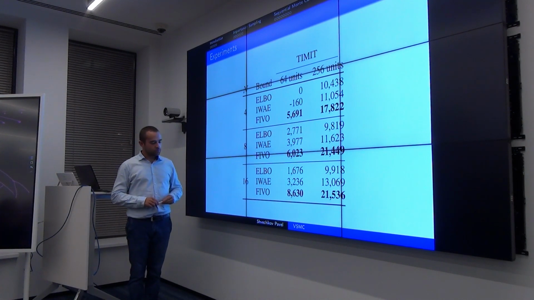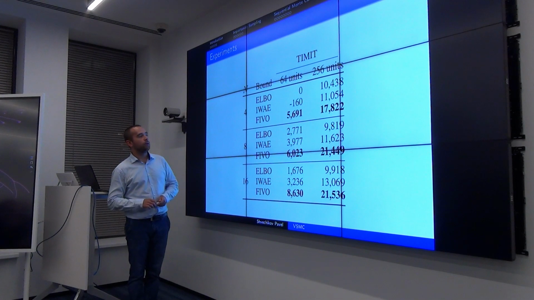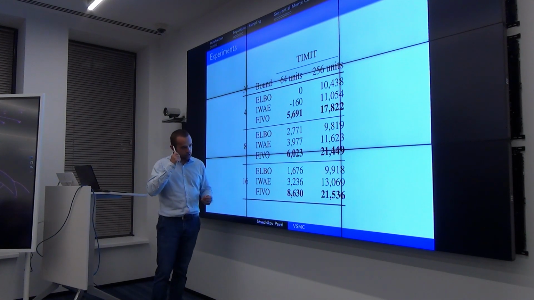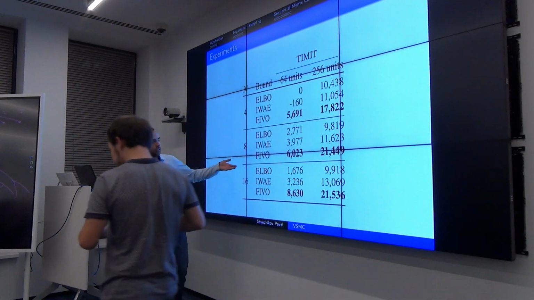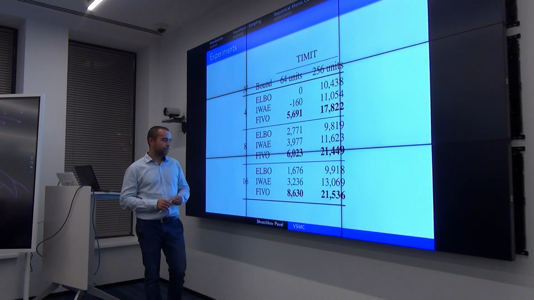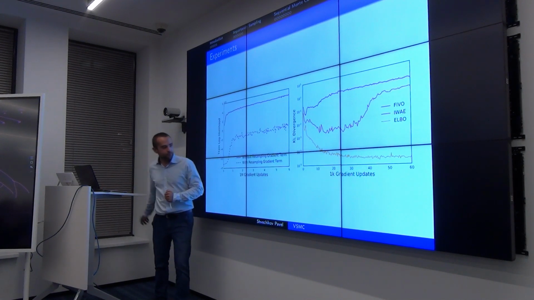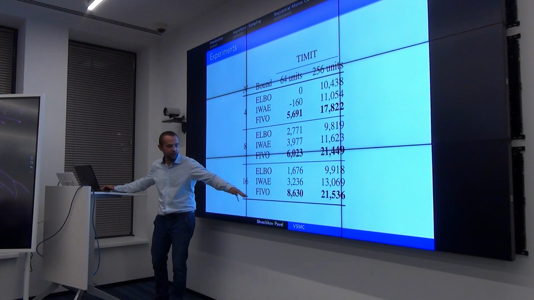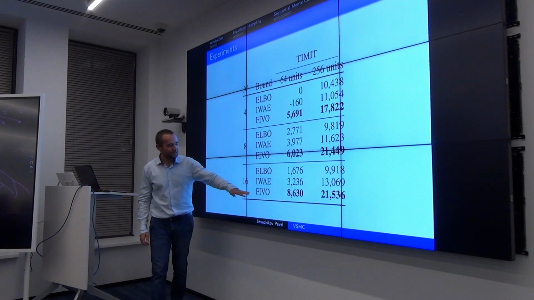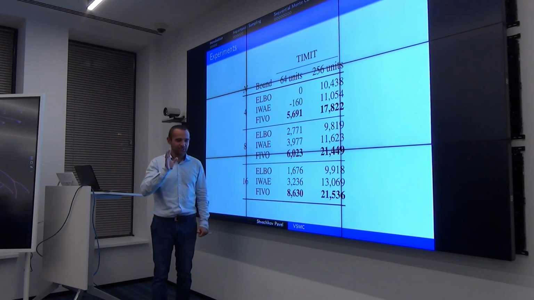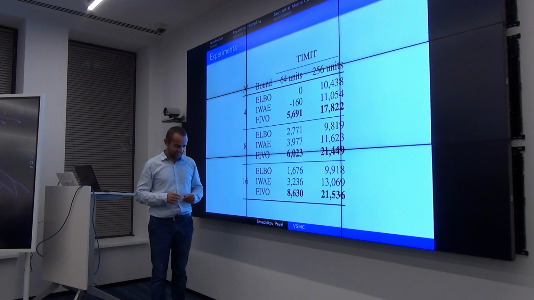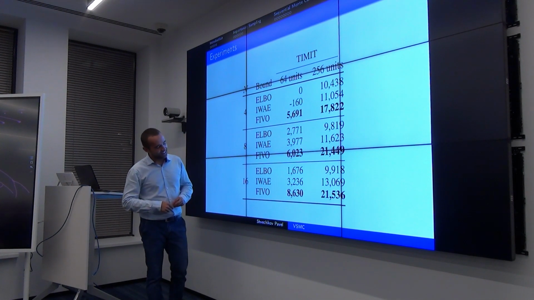If you know, TIMIT is a data set for voice modeling, and this is the ELBO on the test set, and they outperform really greatly the usual ELBO, the ELBO for EVA. And they say that the interesting thing is that... What is FIVO? FIVO is filtering. This variational objective. The variational objective, right? But what's filtering? Filter inference. Sorry, I don't know what it stands for.